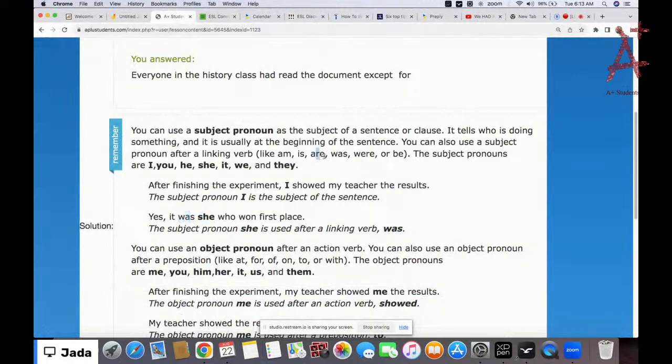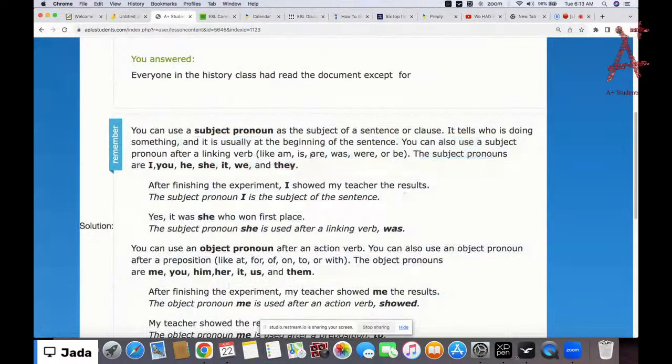Take note that you can also use a subject pronoun after a linking verb. So after a linking verb like is, are, was, were, be, a subject pronoun can come in. Just like here, we have was as a linking verb, she as the subject pronoun. So this is everything for subject pronoun.